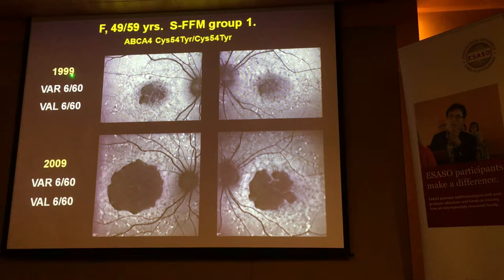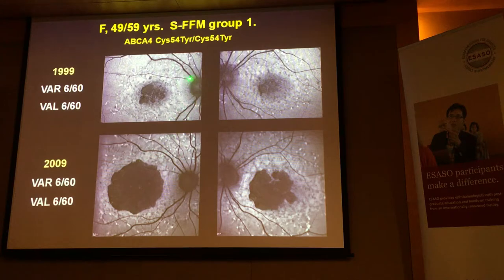So this is a patient who came 1999 and 2009. Here, some hypo autofluorescent effect, some hyper autofluorescent. And we at the time anticipated that hyper autofluorescent reflected increased metabolic activity at the level of the RPE, which would result in cell death, and would eventually over time become hypo autofluorescent. And indeed, that's what happens, because when you look at these areas here, they're all now hypo-autofluorescent. The area of central atrophy is dramatically increased.